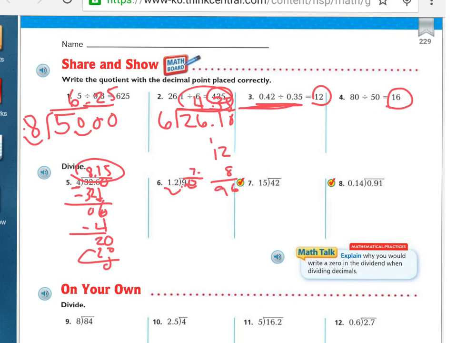So it's going to be 7. So I'm going to put my 7 right there. So 12 times 7 is 14, 7, that's 84. I subtract, and I get 6, so I'm going to have to add a 0 and bring it down. And I know 12 goes into 60 5 times. I just did it on a problem before, right? And it goes in exactly. So the answer is going to be 7 and 5/10.